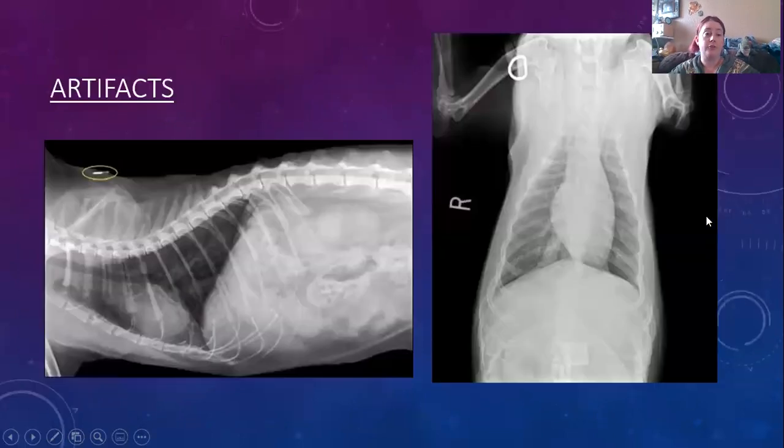Artifacts are one last thing to think about. Artifacts such as the microchip, a D-ring on a collar or on a leash. These are things that can get in the way of our radiograph.